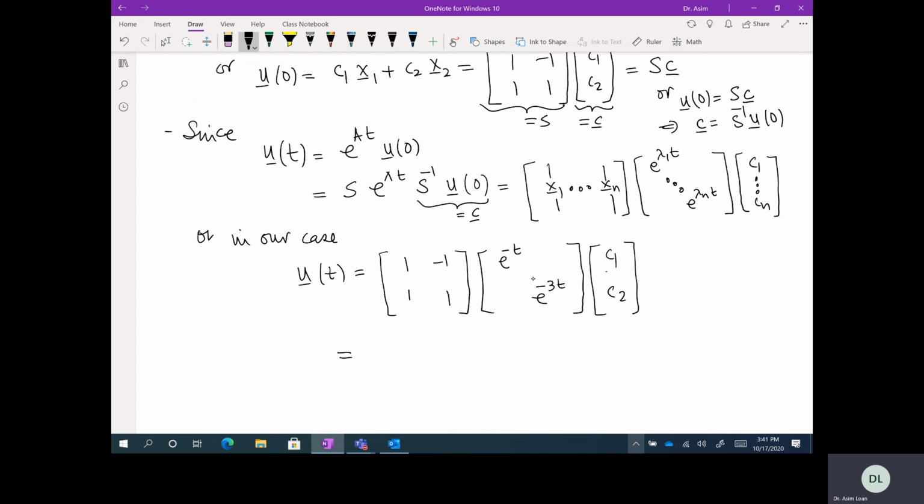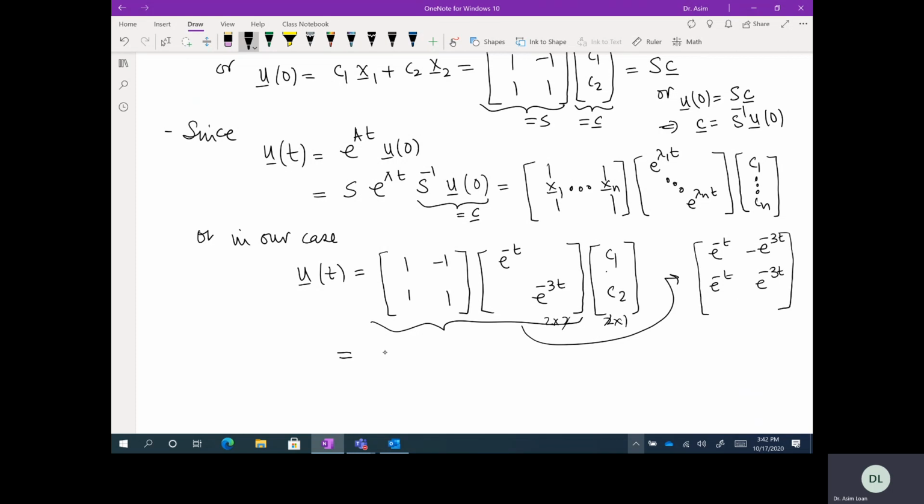So this one we can write as e to the minus t. This is 2 by 2, this is 2 by 1. So this whole thing is C1 e to the minus t, or maybe I multiply this one first. Maybe it's easier if I multiply this one first. So if I do this one first, this one is e to the minus t here, and e to the minus t plus 0, and this is minus e to the minus 3t. So e to the minus t on the first one, and e to the minus 3t here.